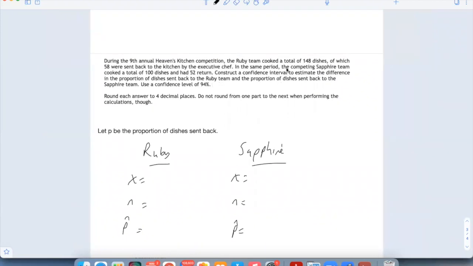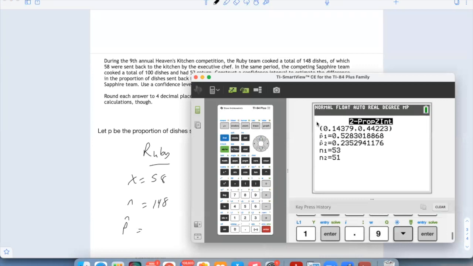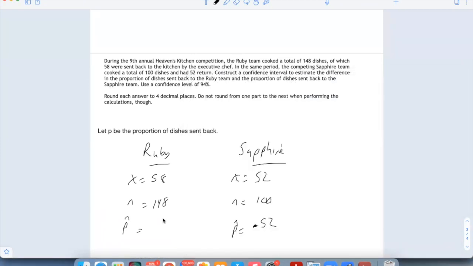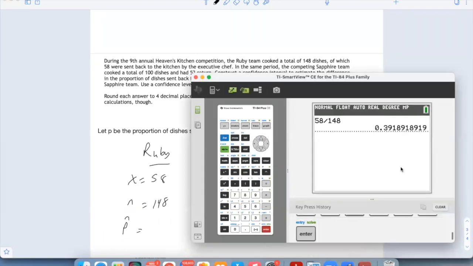Okay, so what do we have? Ruby had 148 dishes. Of those, 58 were successful. Successful means sent back. So 58 and 148. And over here, what have we got? 152. That one, obviously we don't have to do anything here. This is 52% or 0.52. 58 out of 148, 39. Was it 392?